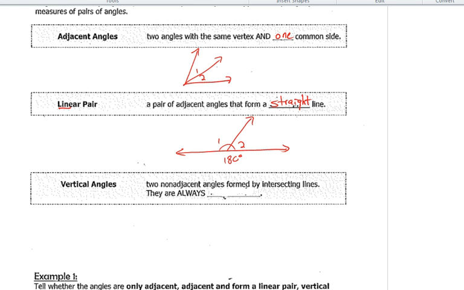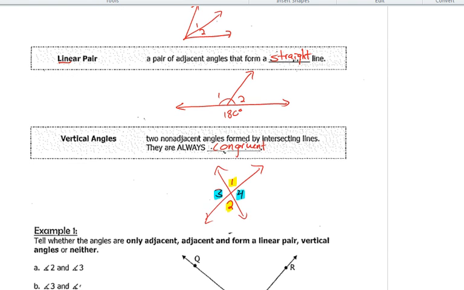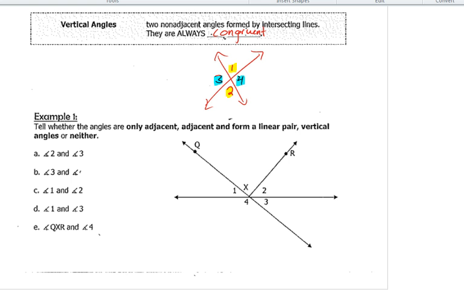Vertical angles, these come up a lot. We had something like this. Two non-adjacent, so not next to each other, angles formed by intersecting lines. They are always congruent. So that would be like this. 1 and 2 are congruent. 3 and 4 are congruent. Okay, so they are always congruent. So if 1 is 80, 2 is 80. If 3 is 60, 4 is 60. Pretty simple.